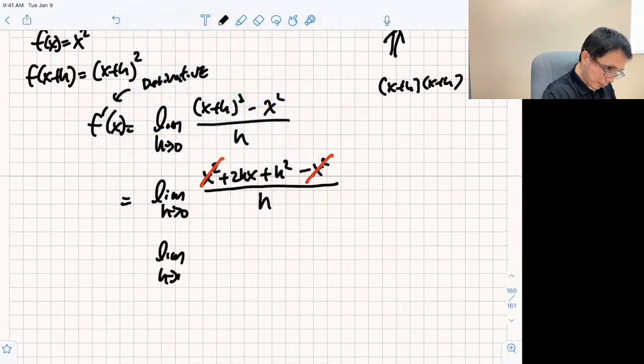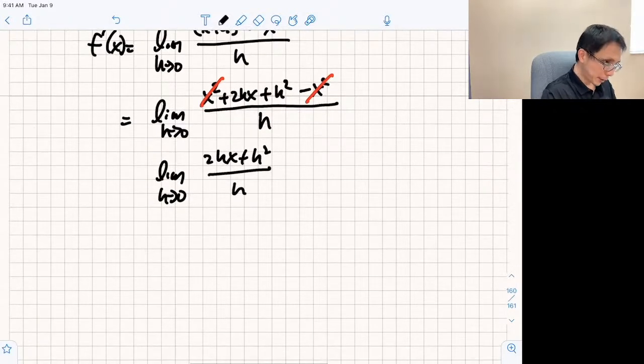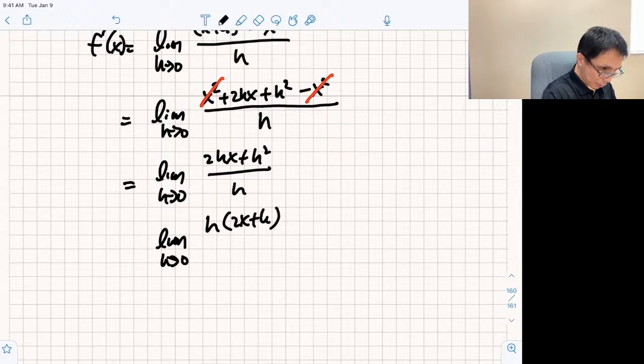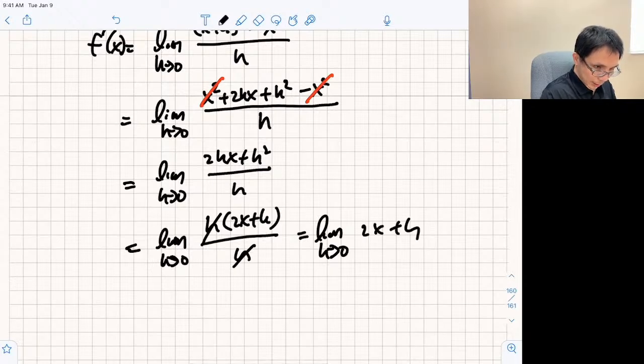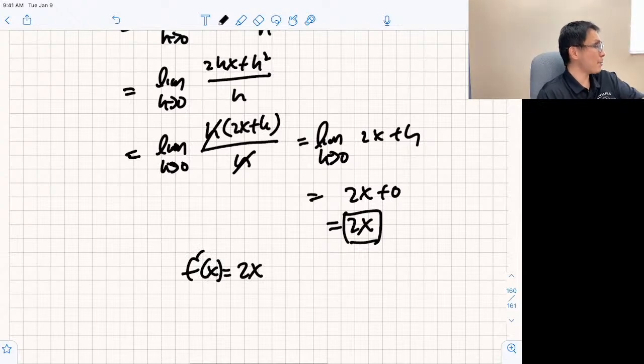So that's equal to the limit as h approaches 0 of 2hx plus h squared over h. Are we okay here? What else can I do here? You take an h out. So h times 2x plus h, over h. The h cancels out. The limit as h approaches 0 of 2x plus h. That means you substitute h is 0, so it'll be 2x plus 0. So it's 2x. f prime of x is equal to 2x, which is going to tell me the slope at any point.